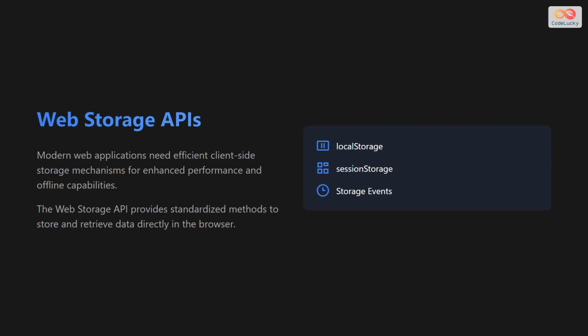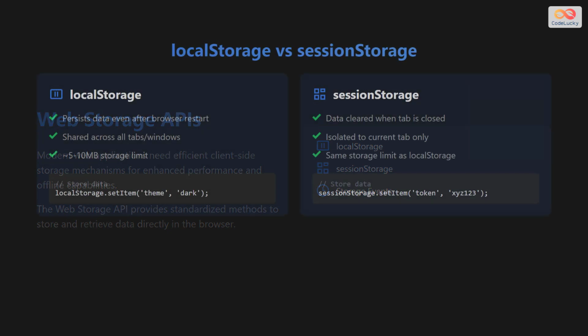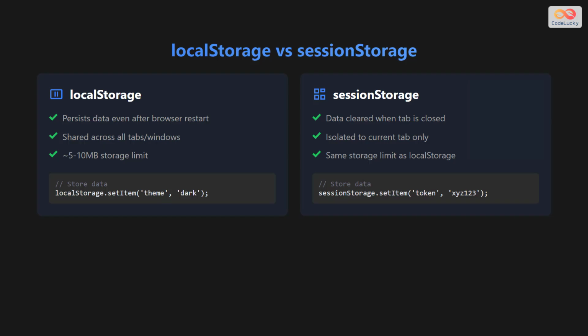The Web Storage Application Programming Interface offers two primary storage mechanisms: local storage and session storage, along with storage events for tracking changes. Local storage and session storage are the two main types of web storage application programming interfaces.